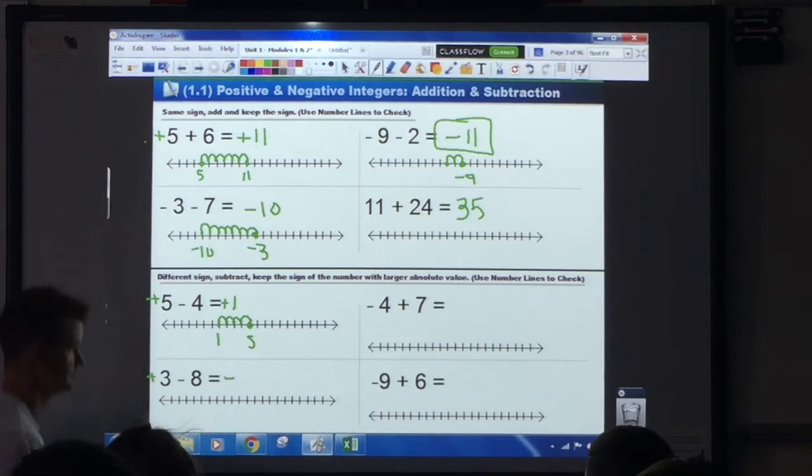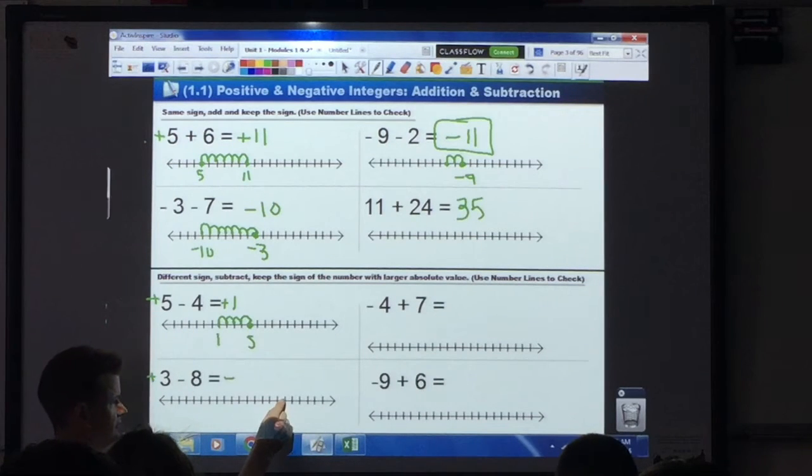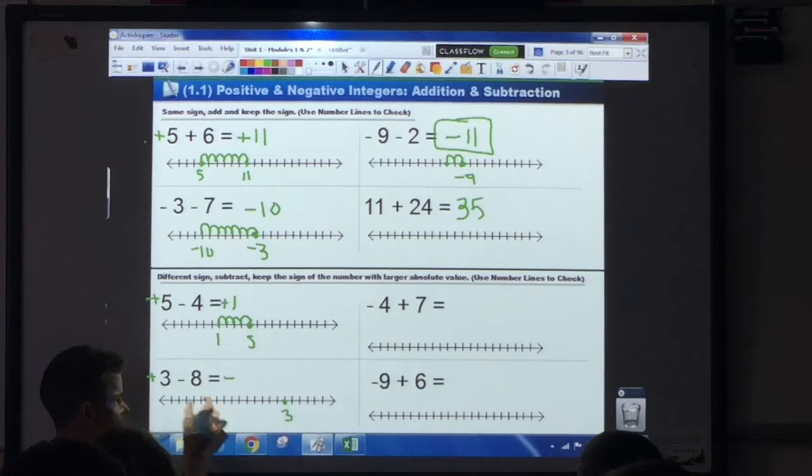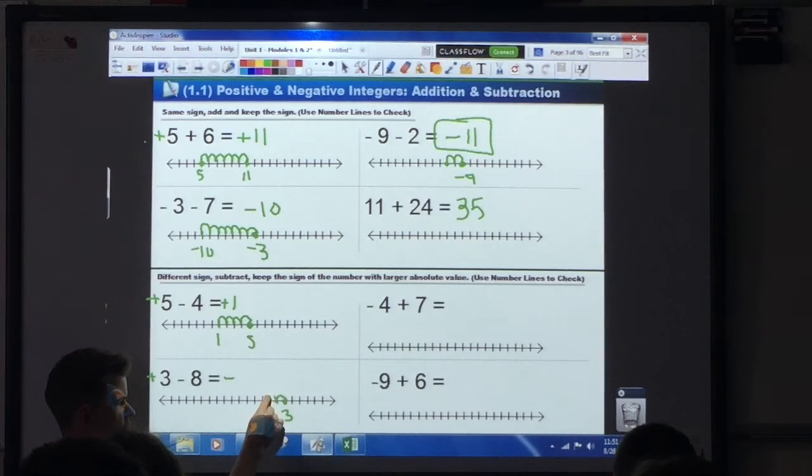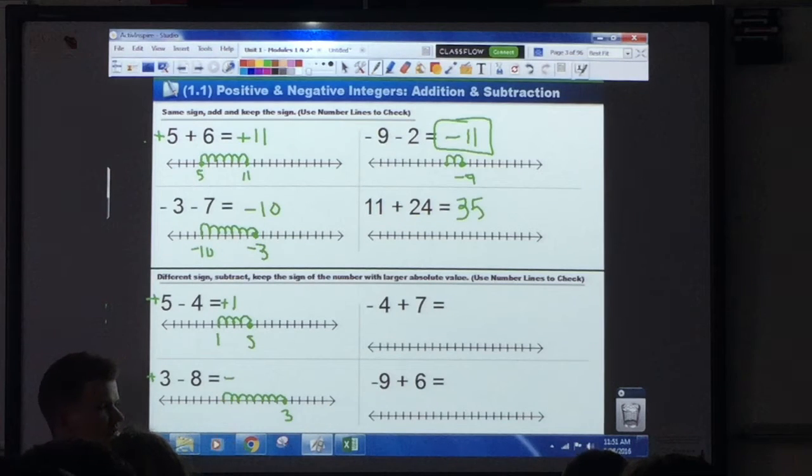You can use a number line. You can start right here at 3. If we're taking away 8, which way am I moving, guys? To the left. 1, 2, 3, 4, 5, 6, 7, 8. Then it's just up to you to figure out what number that is.